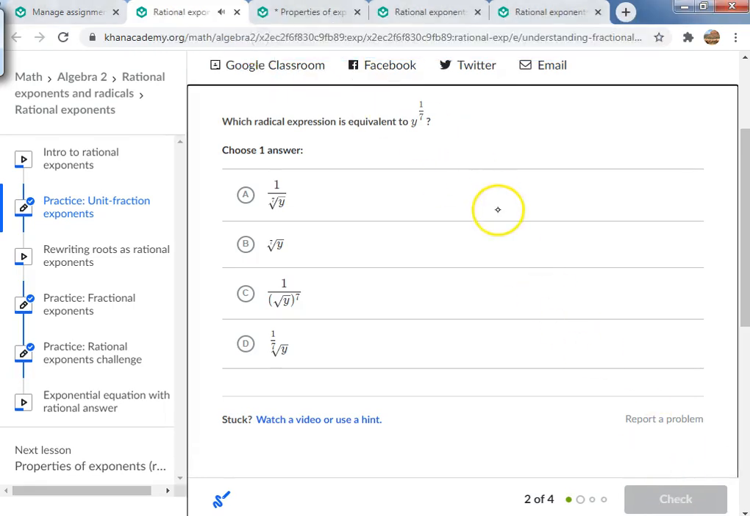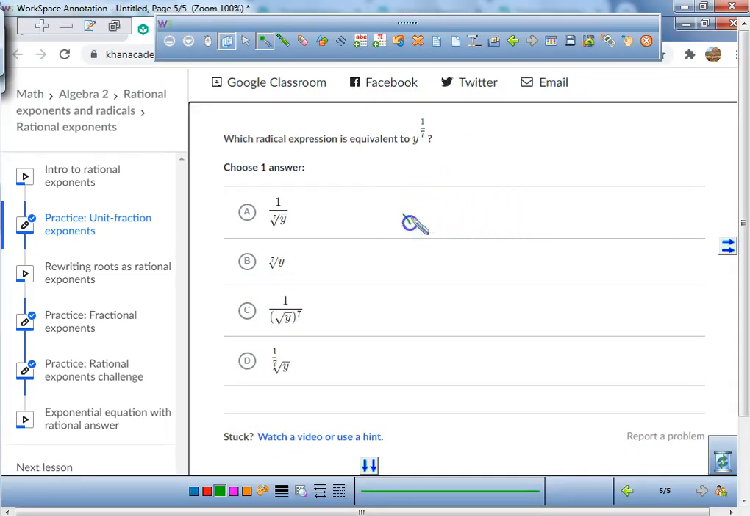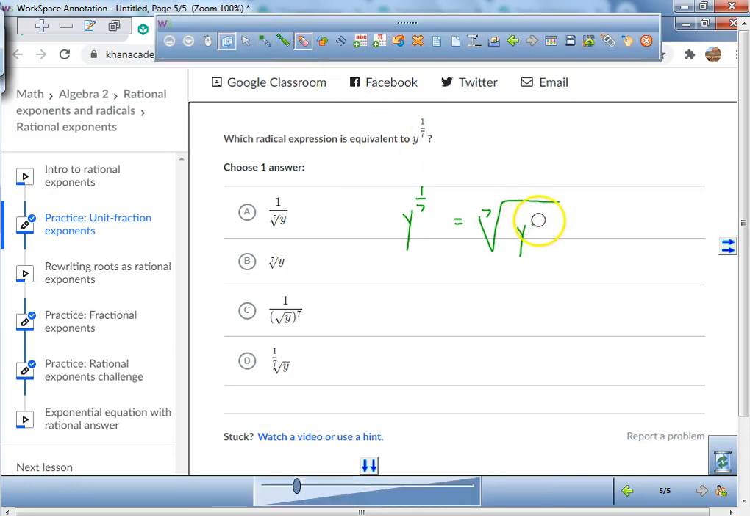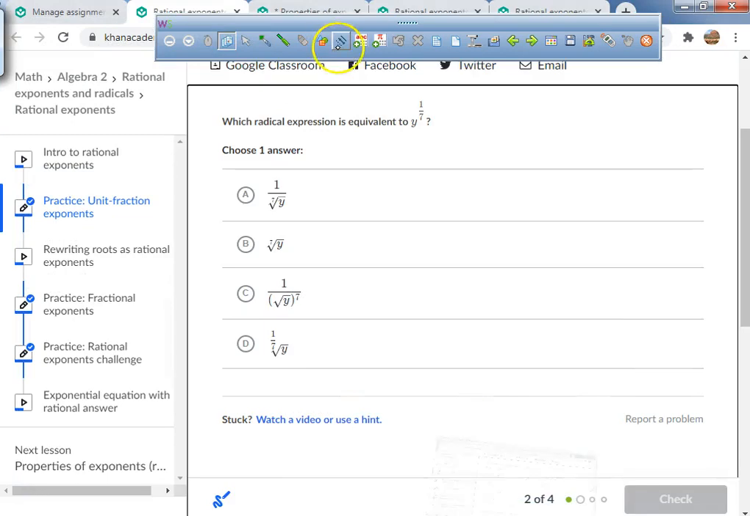And this will be the last one that I do on this one. Here we have y to the power of 1/7. So what would that be equivalent to? What's going to be my index right in here? A 7, and this would be y to the power of 1, but you don't have to put a 1. You just leave it as basically the 7th root of y, so I would choose answer choice B. All right, so that one's pretty easy.